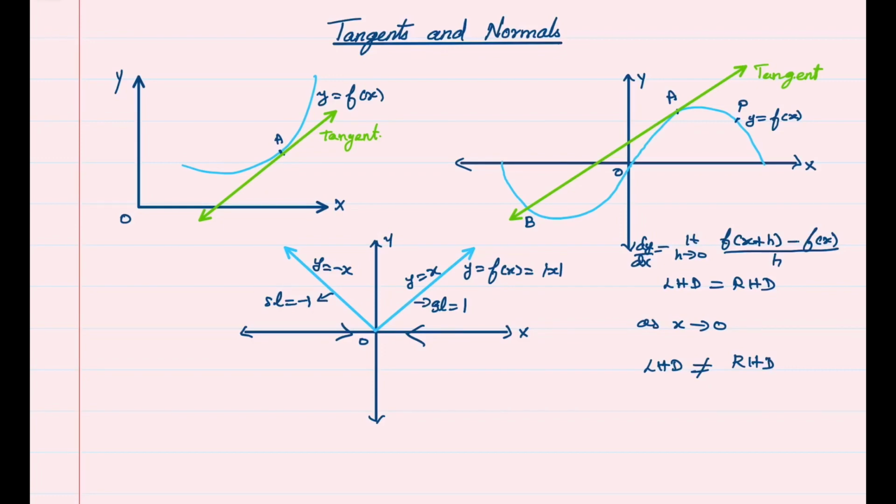Therefore, we can now say that f of x should be smooth enough in the neighborhood of that point A to have a tangent line. It should be a smooth curve like this to have a tangent at a point. So, here this turning point is not smooth. Similarly, this curve, we cannot draw a tangent at this point.